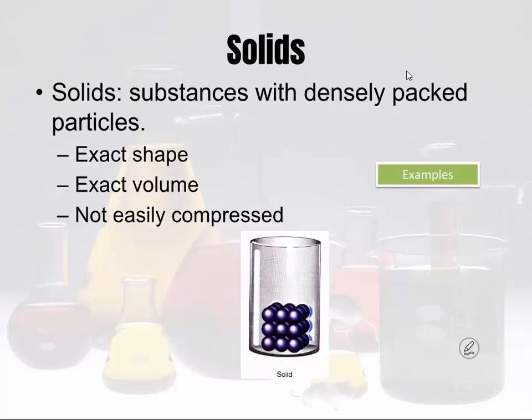In the solid state, substances are going to be densely packed. You can look at this molecule here, representing what its atoms would look like: very densely, tightly packed close together. They have an exact shape, they have an exact volume, and we cannot compress them into a smaller volume. They do not take the shape of their container, they maintain their shape and their volume, and they cannot be compressed.